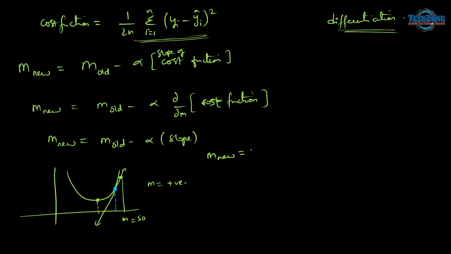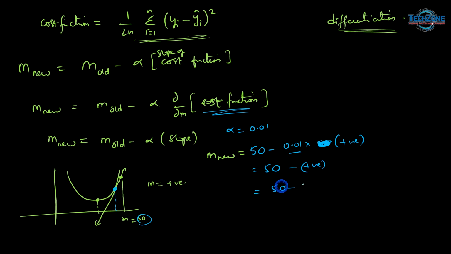So m new should be equal to m old, that is 50, minus alpha. Alpha generally we take as 0.01, multiplied by the slope of the cost function, that is the slope of this line. So it will be what now? Positive. So what are we doing? 50 minus, even if you multiply 0.01 with a positive number, we'll have a positive number, right? So 50 minus some number.